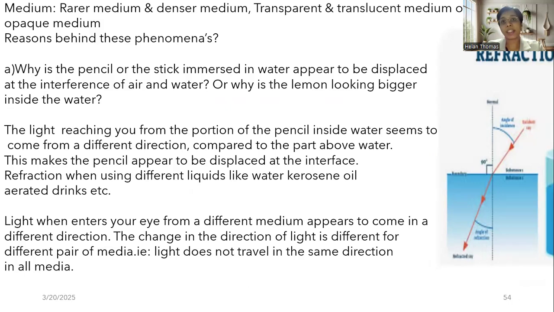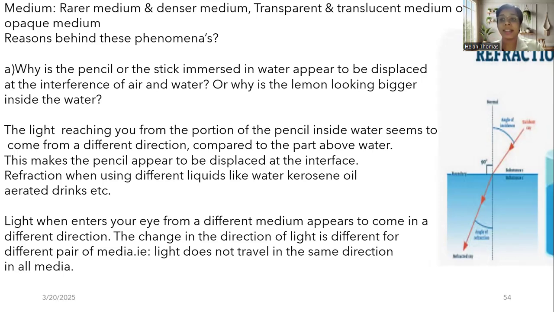So you get a pencil that was immersed in the water and it got displaced, or the stick which looks displaced, or the lemon looking bigger. Basically, because the light reaching you from the portion of the pencil or the lemon inside the water will come from a different direction, and the portion that you're observing outside the water, the light ray will be coming to your eyes from a different direction. You see something when the light ray that emerges reaches your eye.